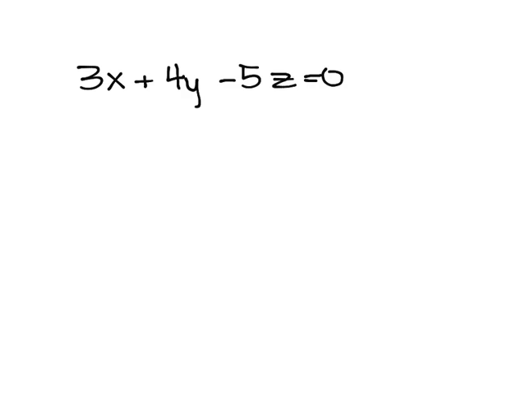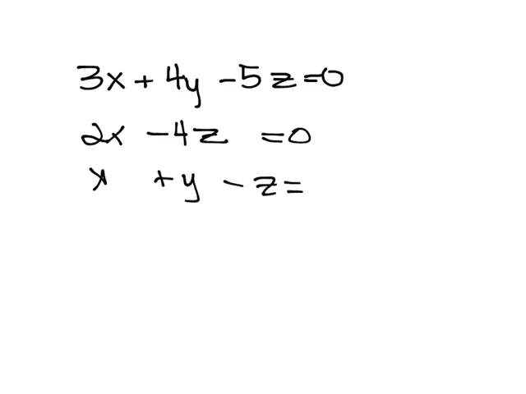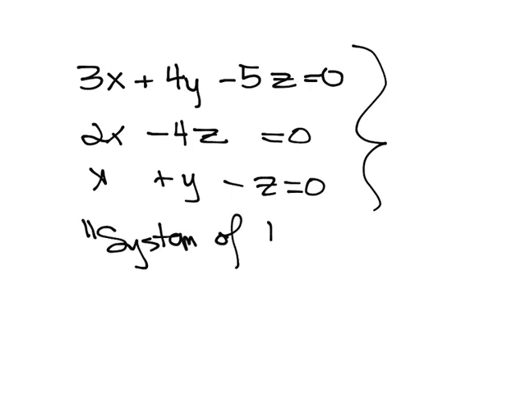But if you had 3 more equations with x and y and z, so, you know, it doesn't matter what those are, 2x minus 4z equals 0, x plus y minus z equals 0, then you could use these 3 equations together, or this system of equations, to solve for your voltage.